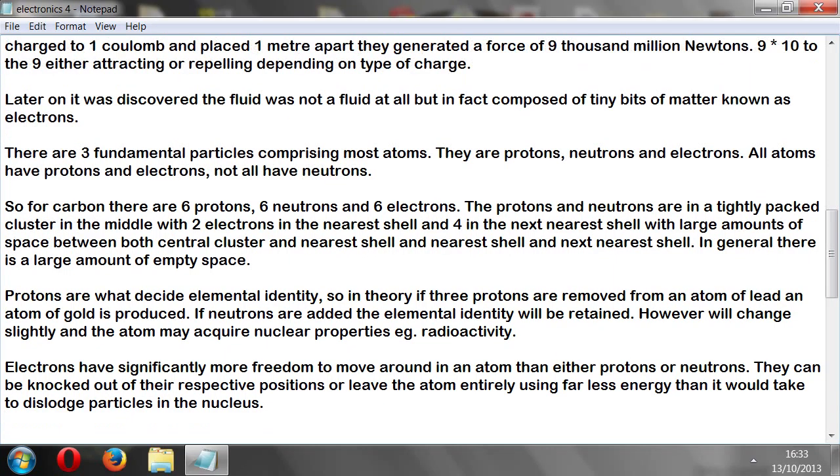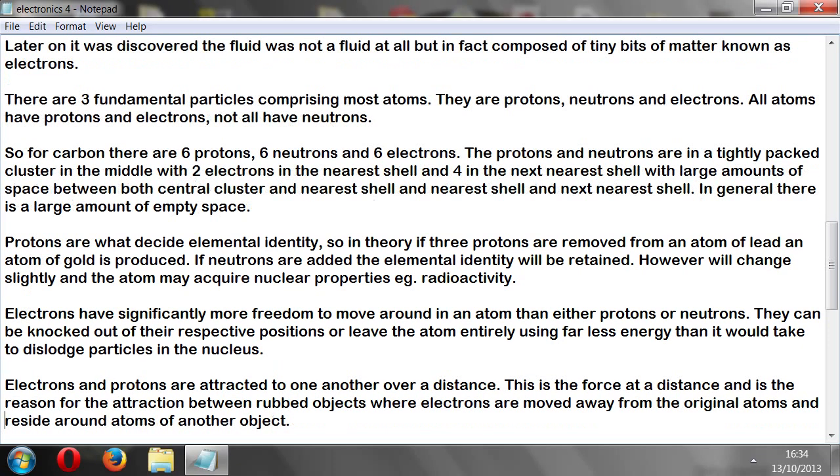And like I've just mentioned, electrons have significantly more freedom to move around than either protons or neutrons. So they're easy to dislodge, and that's a very important fact with all the stuff that I'll be talking about in the chemistry, I guess. Basically, they can be knocked out of their respective positions or leave the atom entirely using far less energy than it would take to dislodge particles in the nucleus.